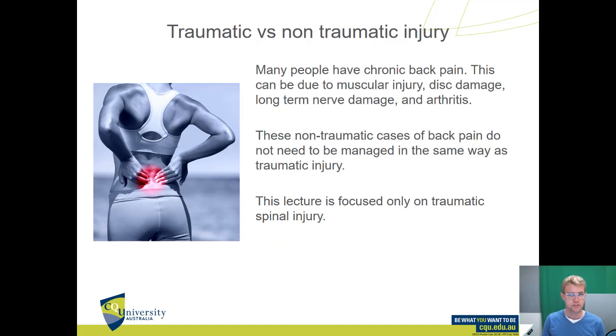Again, just more distinctions: traumatic and non-traumatic injury. A very common call for an ambulance is back pain, but this is non-traumatic back pain. So someone who has slipped discs or nerve damage or ongoing muscular injuries, even osteoarthritis, can have terrible, severe back pain, but we don't need to manage those the same way we manage traumatic back pain. The focus there is just on pain relief, essentially, and getting them up to hospital for scans and further assessment. So when we talk about back injuries in this lecture, we're talking about traumatic back injuries, not these long-term chronic medical ones.